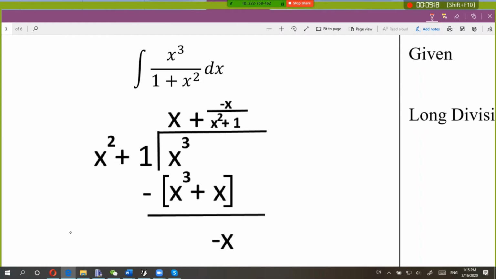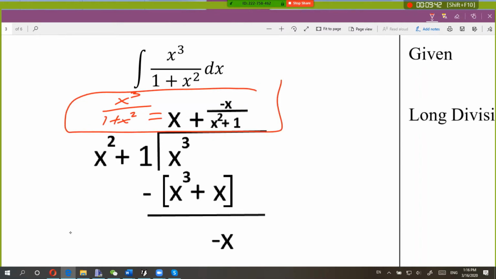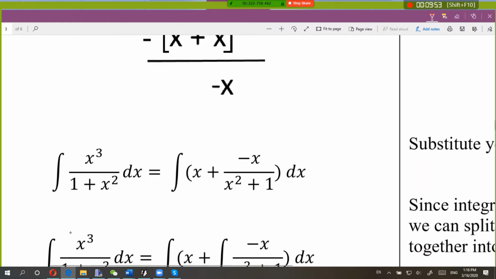This will be x cubed minus x cubed plus x is a negative x, which is a smaller power than what I have for my denominator right now. So I'm going to leave it there for my remainder. So this is x plus negative x over x squared plus 1, which is the same thing as x cubed over 1 plus x squared. Okay, so that means if I want to integrate x cubed over 1 plus x squared, I could integrate x plus negative x over x squared plus 1 instead.